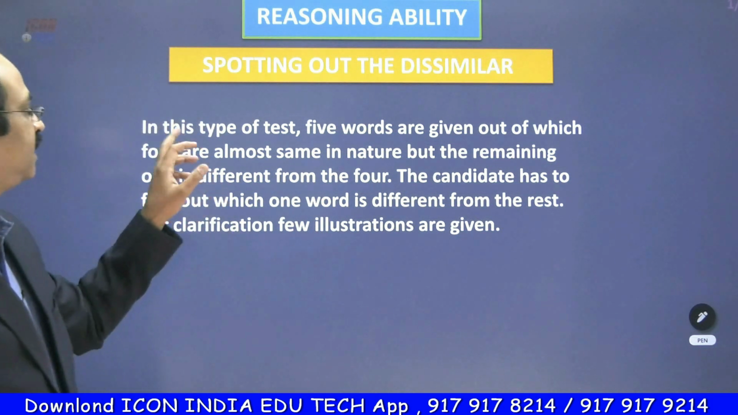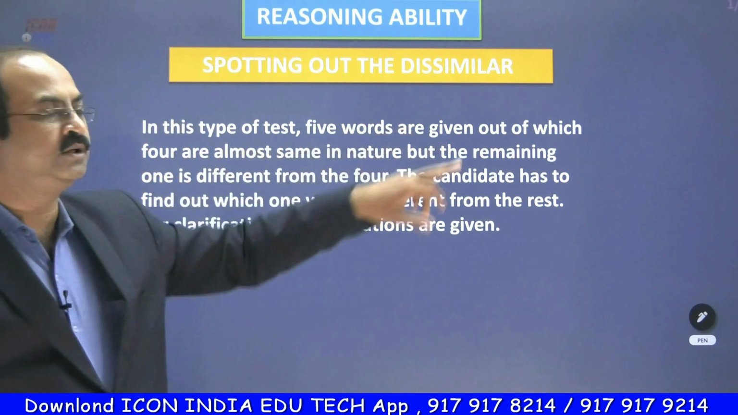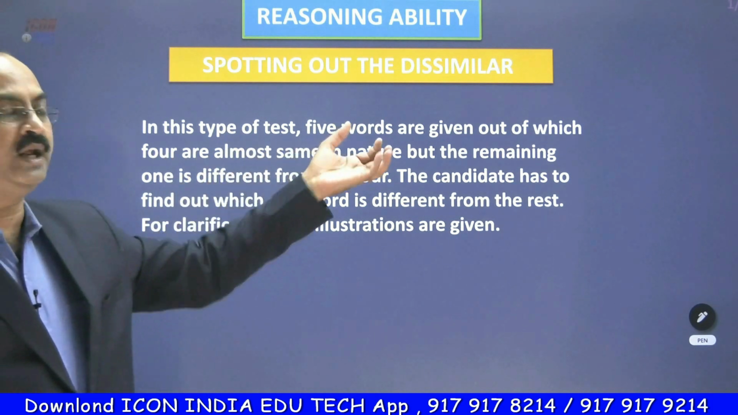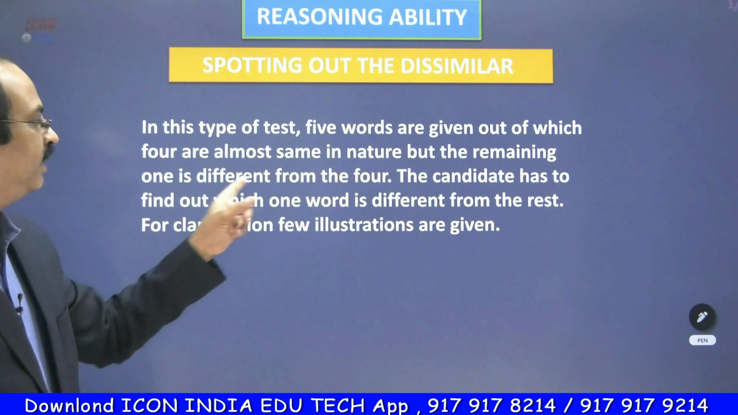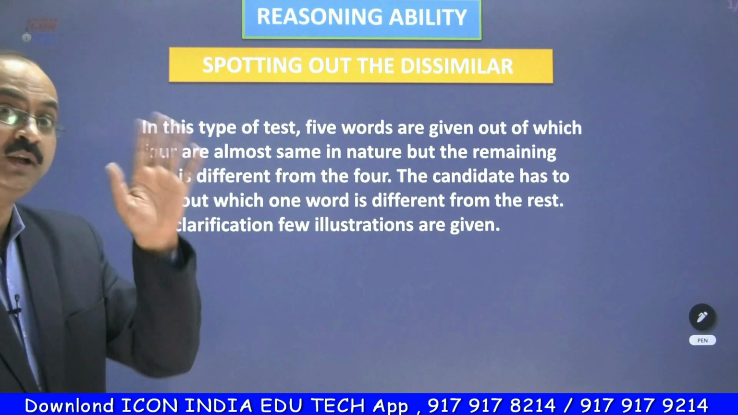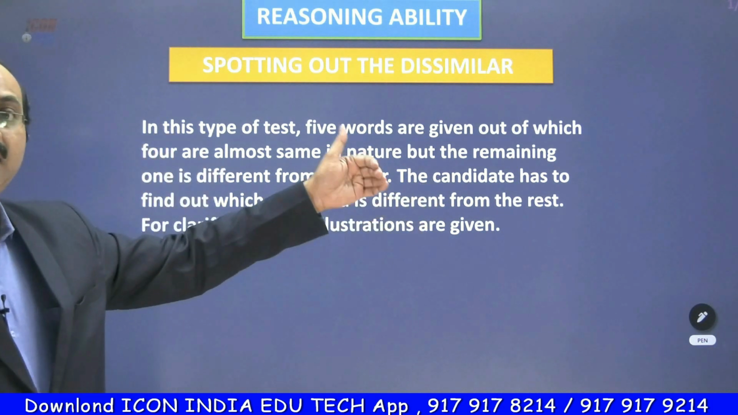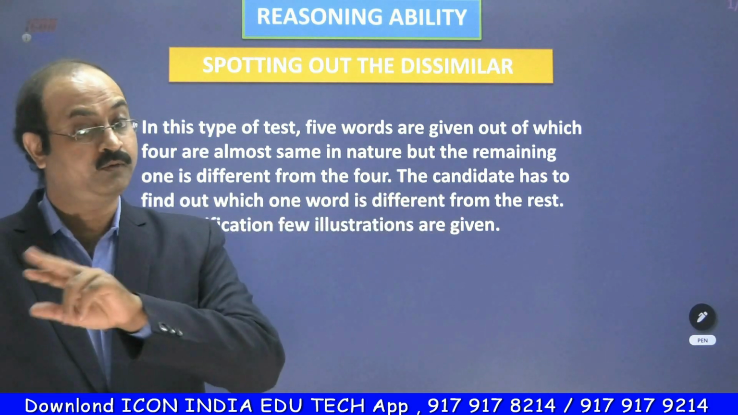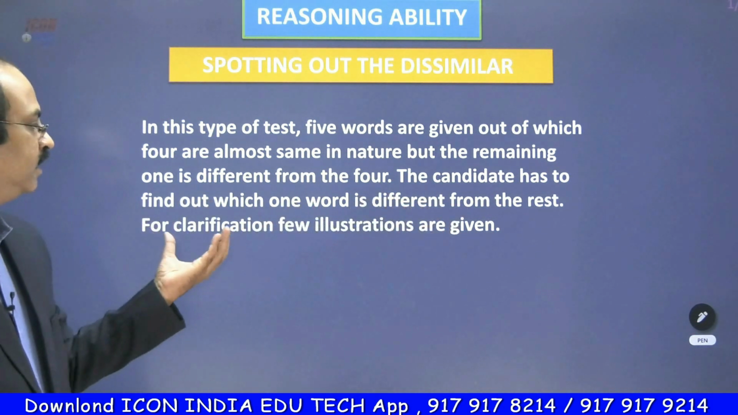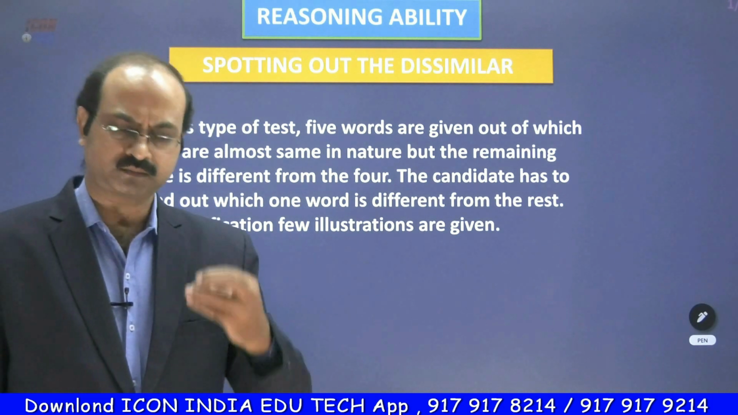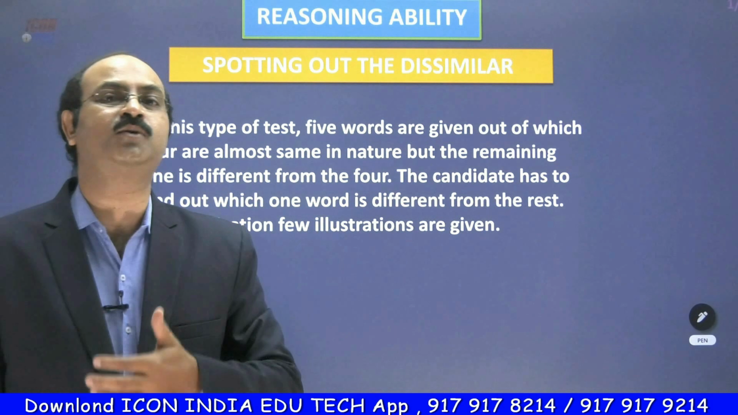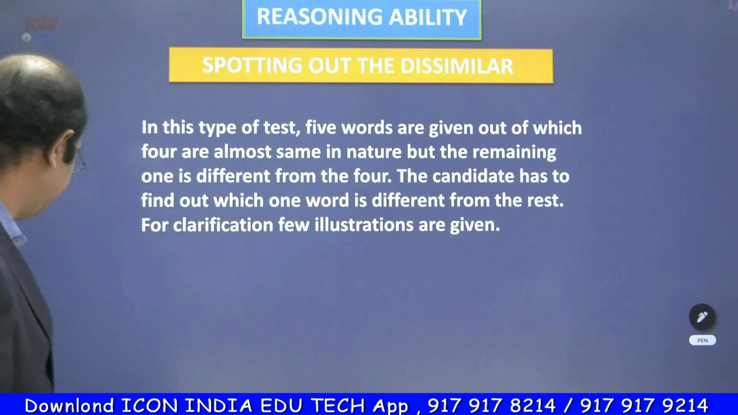So in this type of test, 5 words are given, out of which 4 are almost the same in nature, but the remaining one is different from the 4, so its property will be different. As a candidate for the examination, you have to find the word which is different from the remaining 4, and let us take up certain illustrations to see how to apply this concept. Let us try to understand, right?